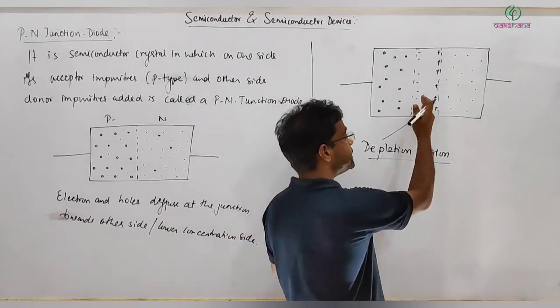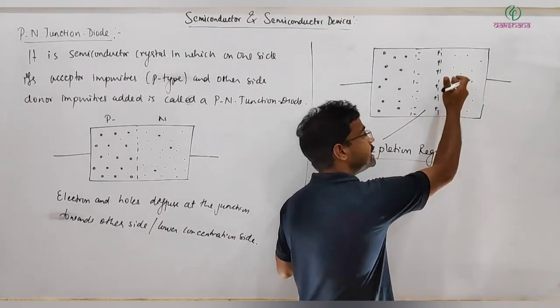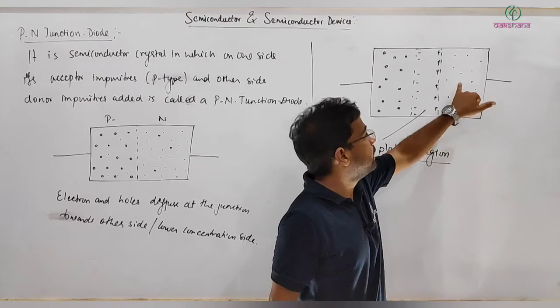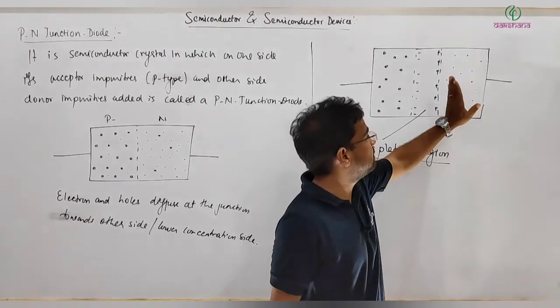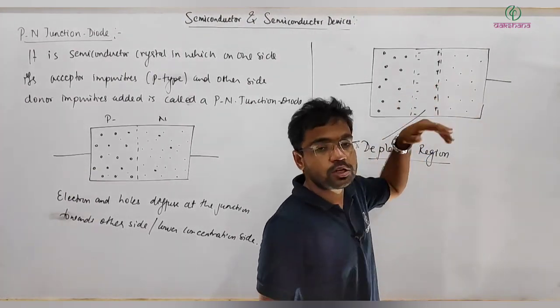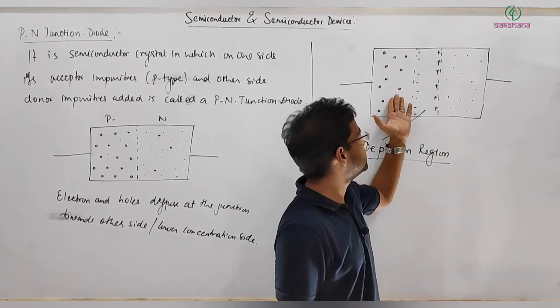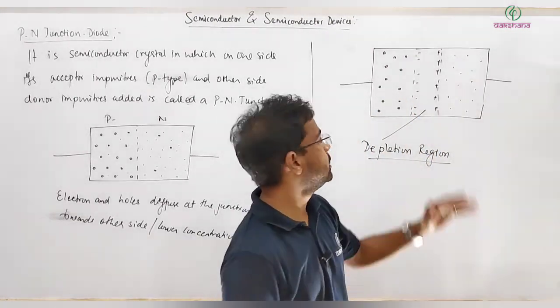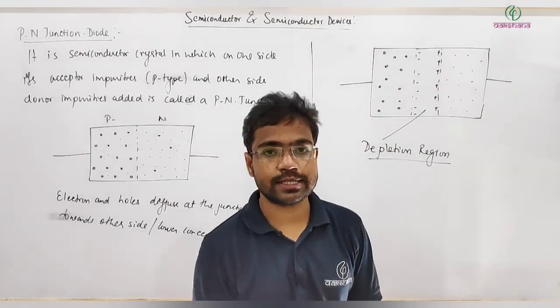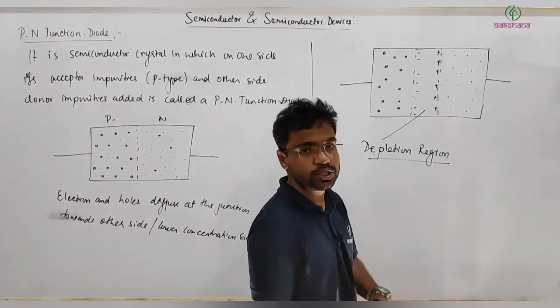And here what is happening? Because on the n side the concentration of electrons is higher, they will diffuse towards the other side where the concentration of electrons is low. And similarly on the p side, the concentration of holes is higher, so they will diffuse to the other, lower concentration side, and that will result in this situation.